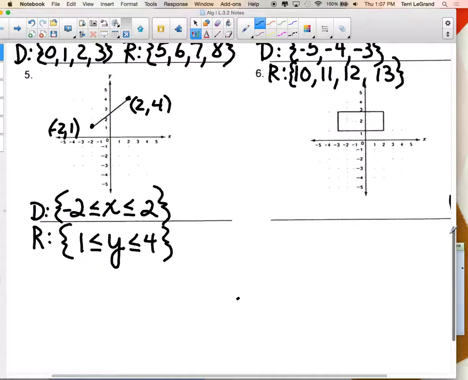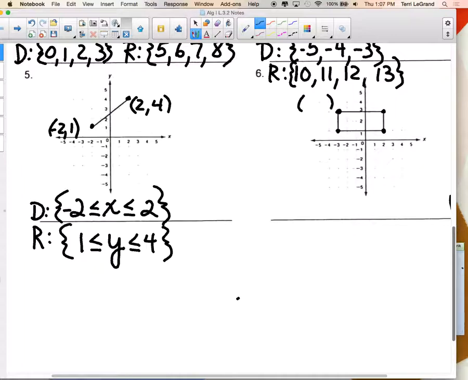Okay, how about number 6? What kind of a graph is this? Continuous. Think of it like this: if you can't name every ordered pair, it's continuous. So how are we going to do this one? Does it have endpoints? Yeah. What are they? The 4 corners. Yeah, we're going to have to name the 4 corners.